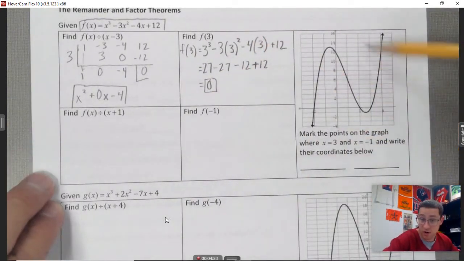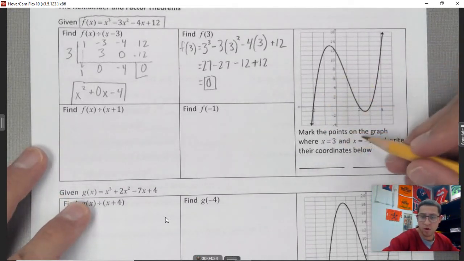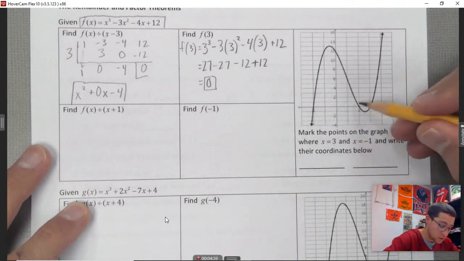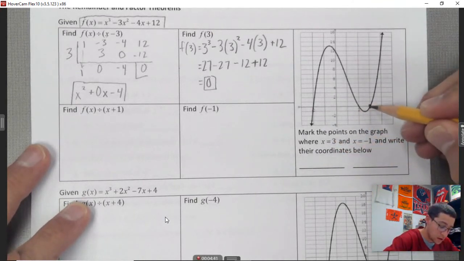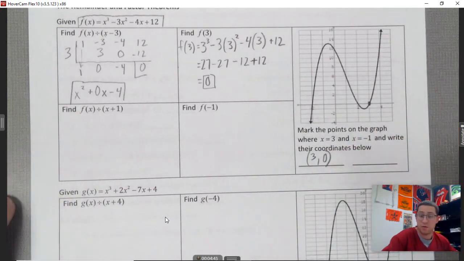And then we're going to go ahead and graph it. Let's look at the graph, just see what's going on here. Mark the points on the graph where x is equal to 3, so let's go find where x is 3. So 1, 2, 3, here it is. Then I'll write the coordinates like it's asking, and we get (3, 0).